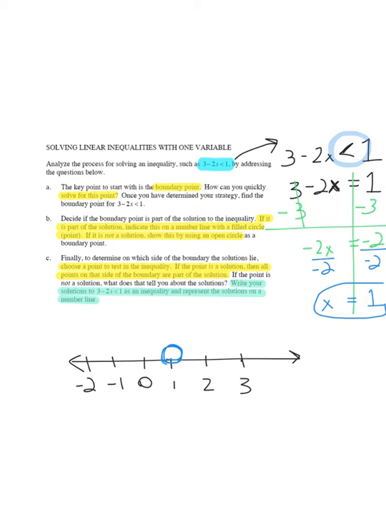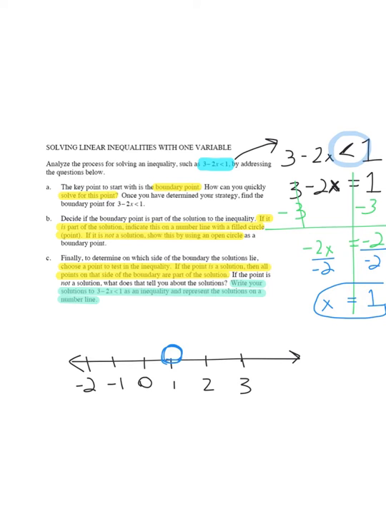From here, we have to decide if the shading should be numbers larger than 1 or numbers less than 1. So the way that we do that is part C of the directions. Determine which side of the boundary point the solutions lie. Choose a point to test in the inequality. If the point is a solution, then all points on that side are a solution.